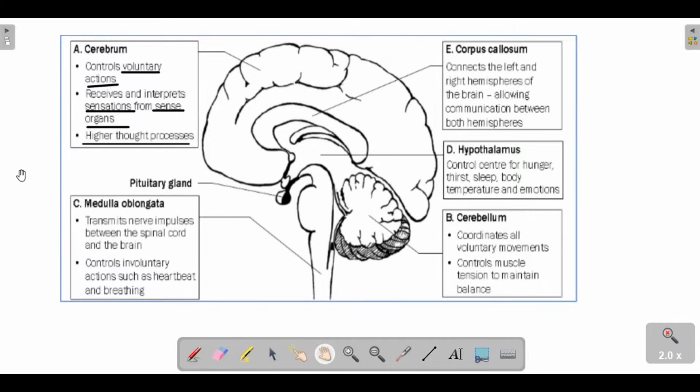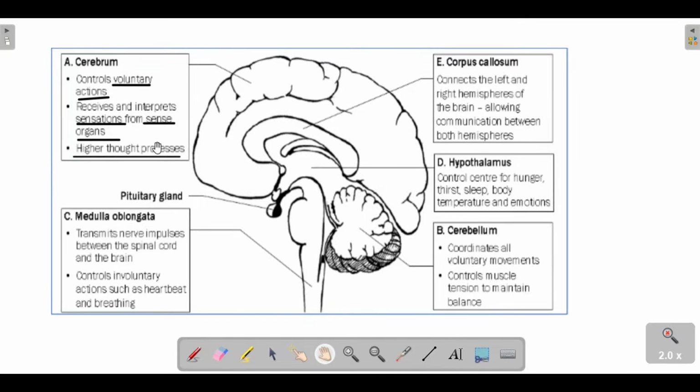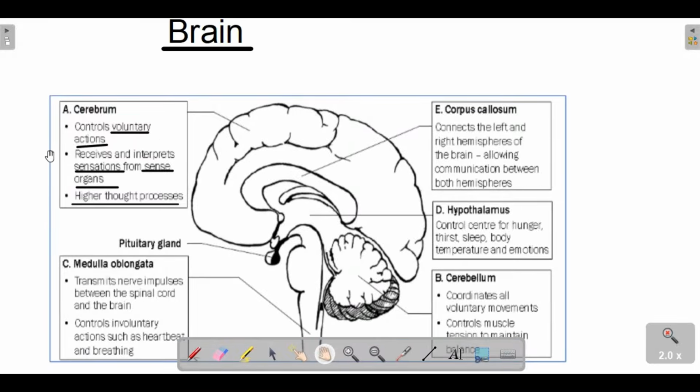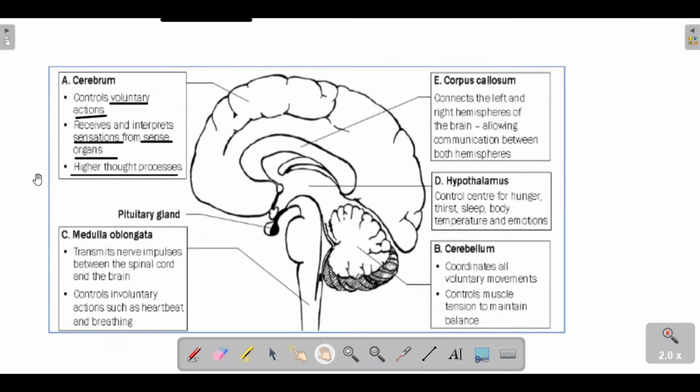Right. So those are the three functions that you have to know, and you have to know all of them, because the question can say, give a biological term for the part of the brain that receives and interprets sensations from sense organs. Or it could say, give a biological term for the part of the brain that controls voluntary actions. So that is still the cerebrum. So you have to be really careful when you are studying. Ensure that you know all three functions of the cerebrum. Right. So that is the cerebrum, the biggest part of the brain.